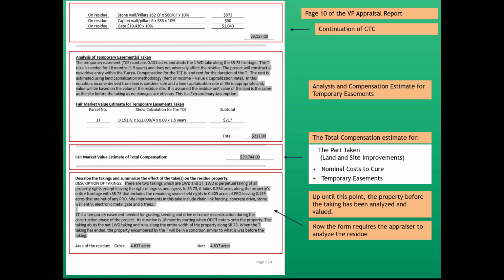1T, temporary needed for grading, seeding, and drive entrance reconstruction during the construction phase of the project. Duration is 18 months, starting when ODOT enters onto the property. The taking abuts the net 1WD taking that runs along the entire width of the property along State Route 73. When the T taking is ended, the property is encumbered by the T and will be in a condition similar to what it was before the take. The area of the residue, the gross area, is 4.637 acres, which is the same as the net because there is no PRO.